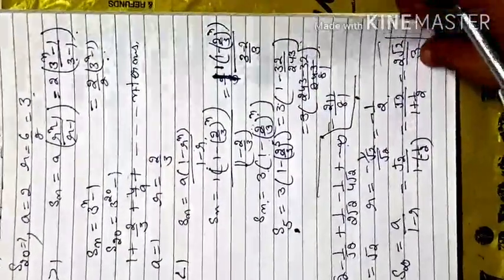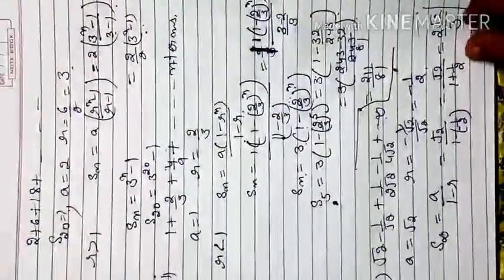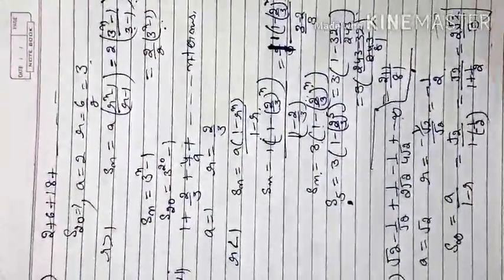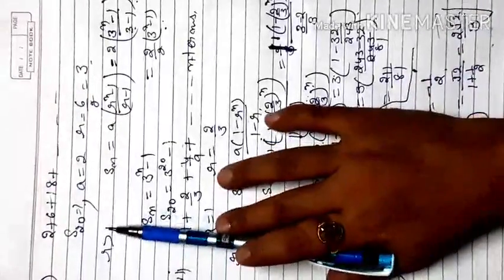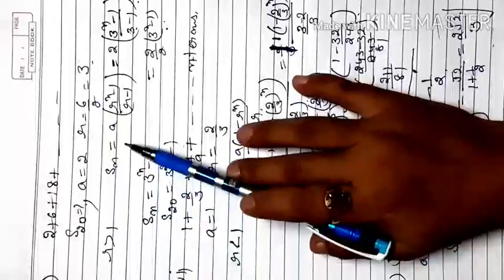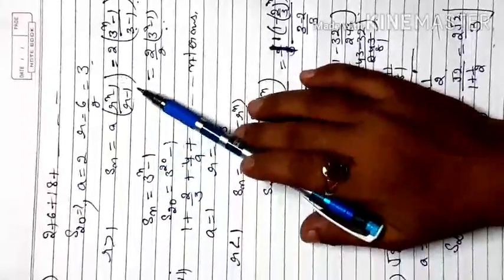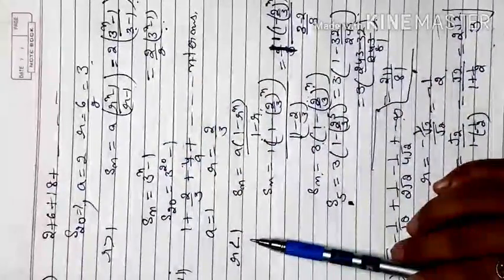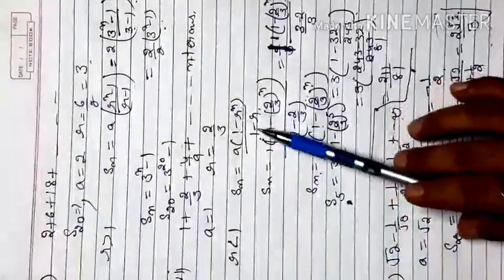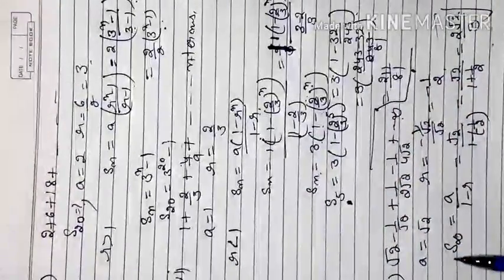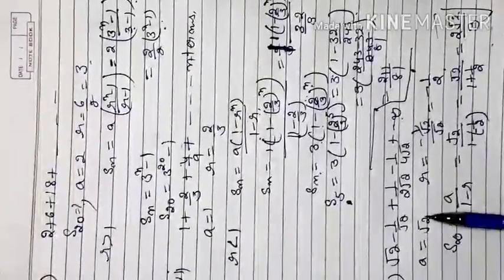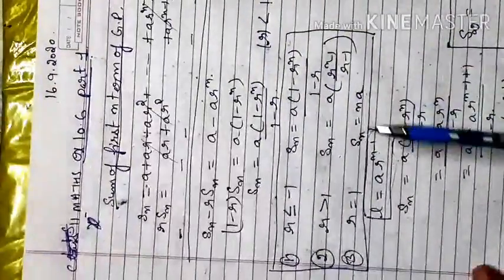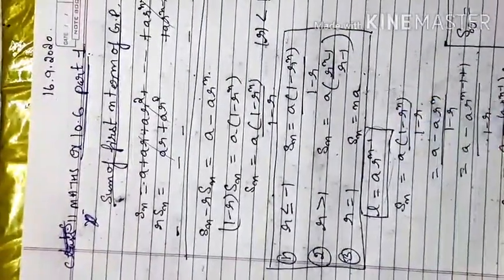Here I am sending only the first part. There are 11 parts in total. So I discussed all types of questions in this. Remember one thing: if r is greater than 1, you have to use the formula sum of n terms as a into r^n minus 1 by r minus 1. If r is less than 1, a into 1 minus r^n upon 1 minus r. But if the r value is exactly 1, there is no need to use the r value; as I already told you, your sum of n terms is directly n multiplied by the first term.